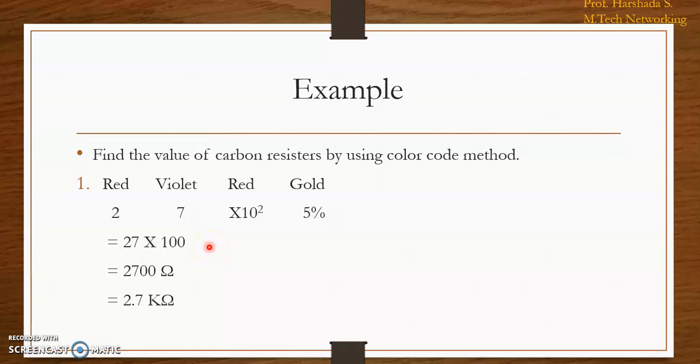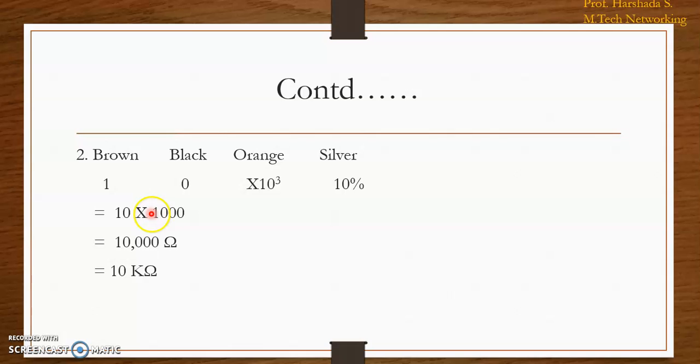ठीक है ना? Now we move towards the next example, that is the second. The second example contains these colors. The first one is brown, the second one is black, the third one is orange, the last one is silver. Now see, brown contains which digit? First. Then black contains 0 and orange is in the position of third.